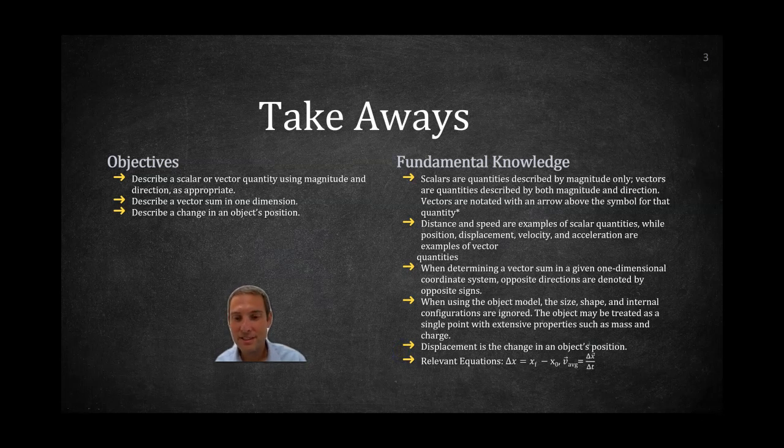Relevant equations: delta, that's that triangle, delta x equals the final x, or final position, minus x sub 0, or naught, N-A-U-G-H-T. So final minus the starting position, or initial position. We also have our average velocity equals our displacement divided by our time interval.